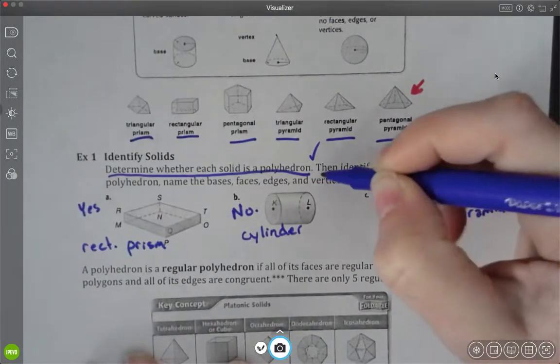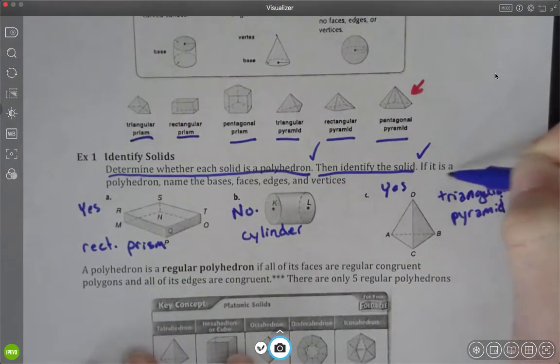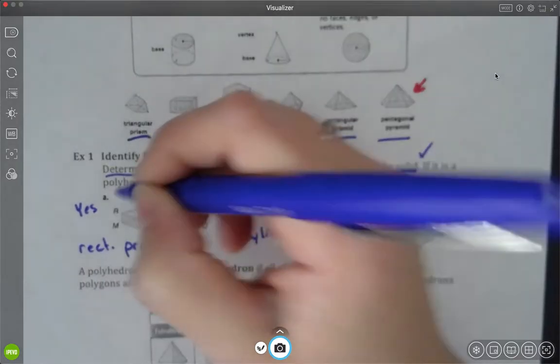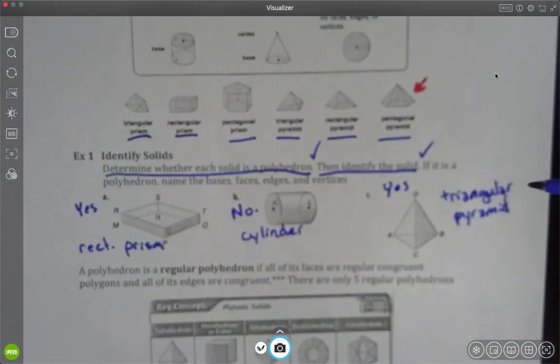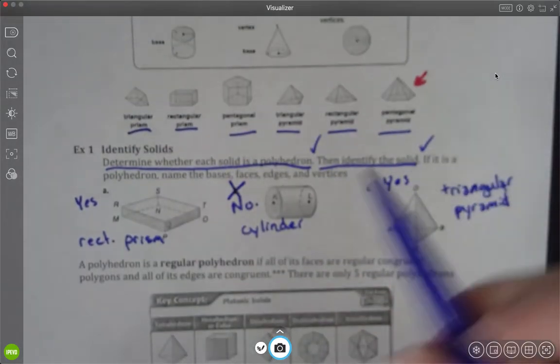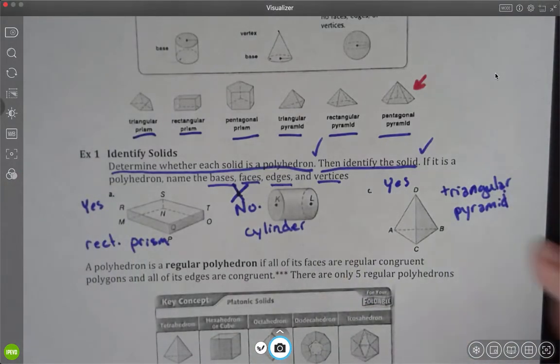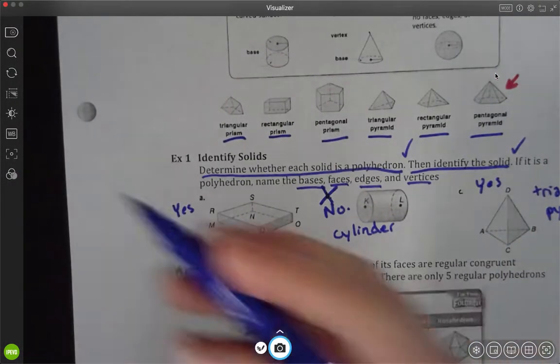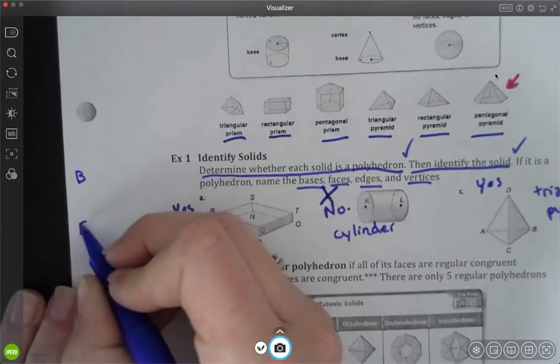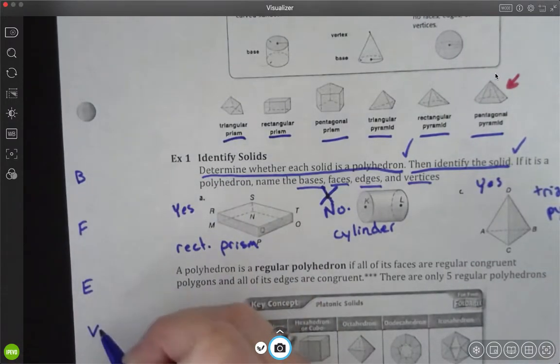Yes, done. Identify the solid. Yes, done. If it is a polyhedron, so only if it's a polyhedron. If it's not a polyhedron, we don't have to do anything. So B is done. But if he is a polyhedron, we have to name the bases, the faces, the edges, and the vertices. Disgusting, okay? Bases, faces, edges, vertices. I'm going to leave a lot of room.